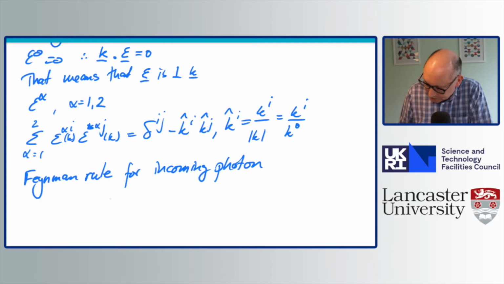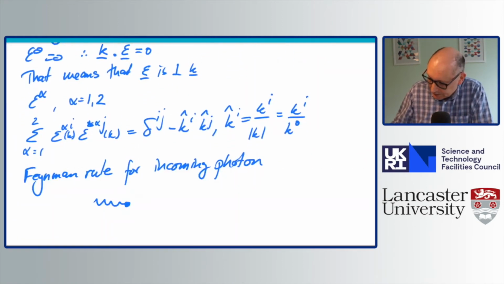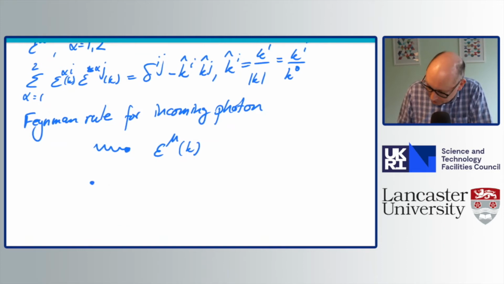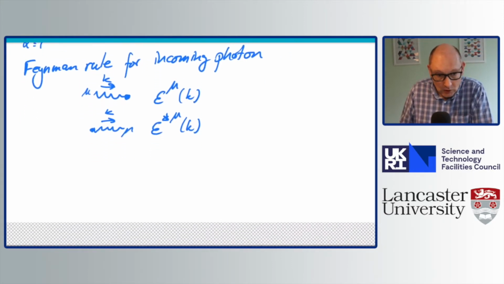So if one has a Feynman diagram where there's an incoming photon connecting to a vertex, then the Feynman rule would be that you multiply by or contract with the polarization vector epsilon mu. And if you've got a final state, outgoing photon, then the Feynman rule is epsilon star mu.